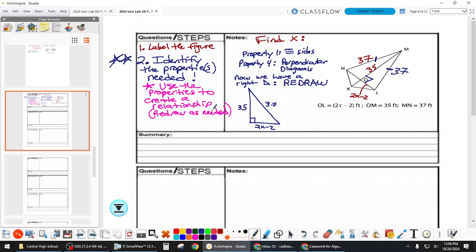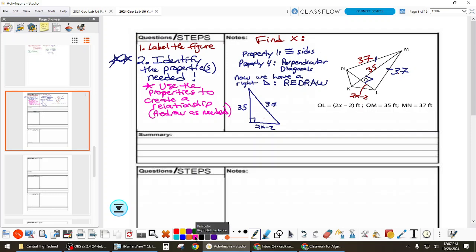So here's what we did. Property 1, 4 got us to that point. Now we have a right triangle. So I'm saying redraw and focus on just the right triangle. Okay? How are we going to solve this? So properties got us to here. Now we need to use properties to write an equation using that triangle.